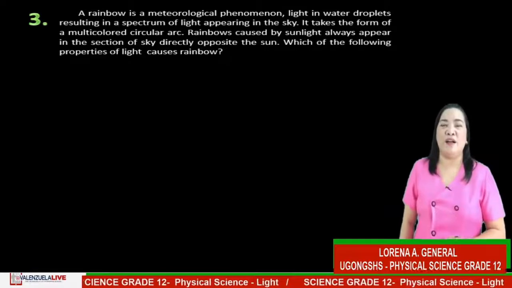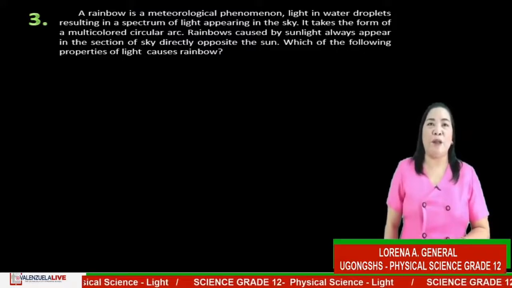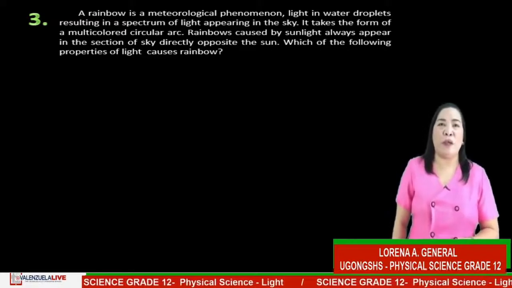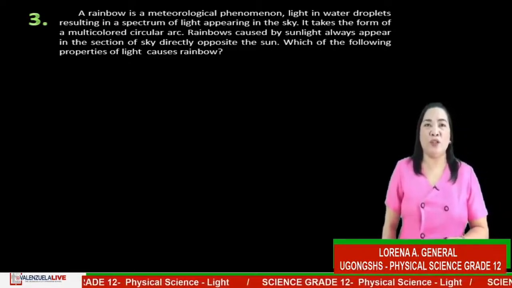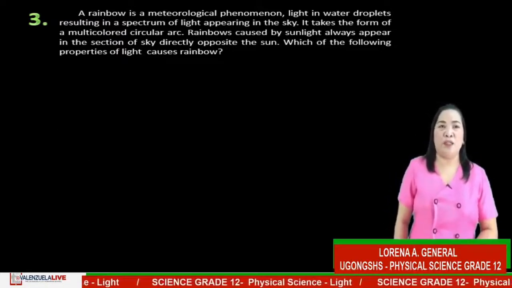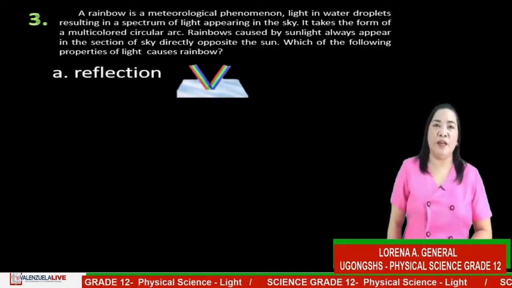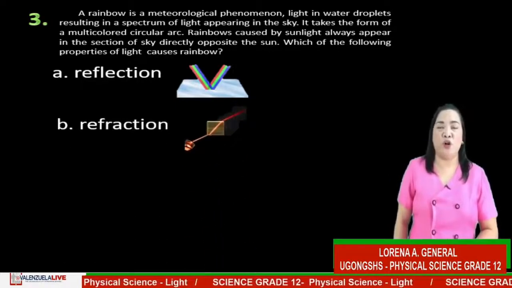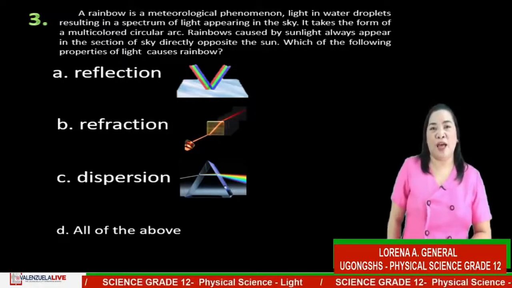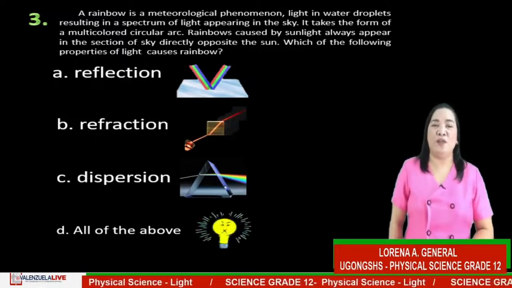Okay, number 3. A rainbow is a meteorological phenomenon caused by light in water droplets, resulting in a spectrum of light appearing in the sky. It takes the form of a multicolored circular arc. Rainbows caused by sunlight always appear in the section of the sky directly opposite the sun. Which of the following properties of light causes a rainbow? A, reflection, B, refraction, C, dispersion, or D, all of the above? Type your answer. Okay, time's up. The answer is all of the above.